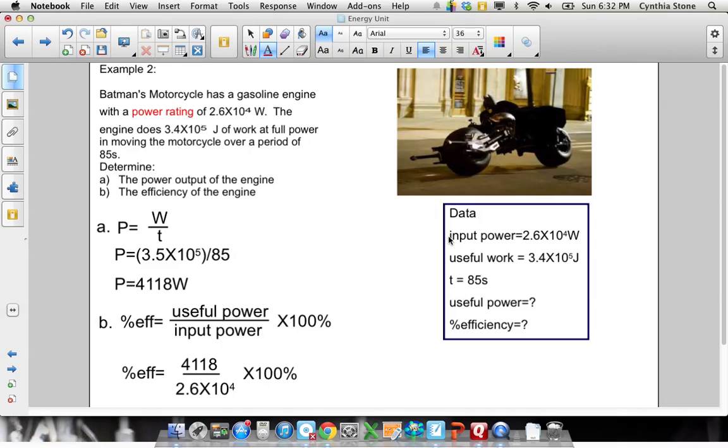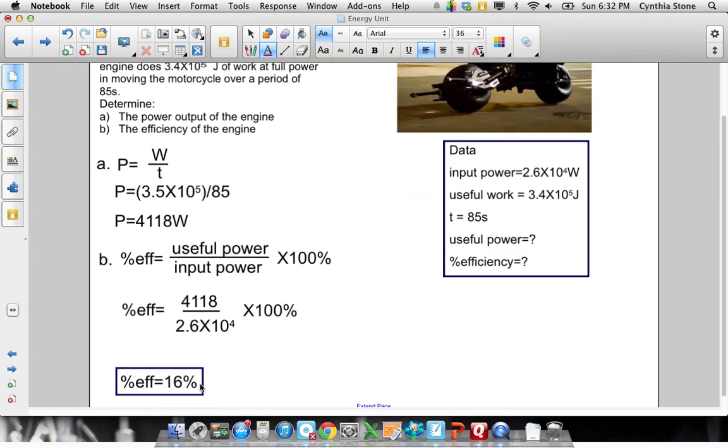But I was looking at my givens then, my input's the 26,000 watts, my useful work, and it's work, so now I'm talking power and work, two different things, right? My work, though, is the 340,000, or 3.4 times 10 to the 5, but I'm given a time. So I can turn this work into power by dividing by time. So when it asks me for power, then I just take the work, divide it by time, and I get the power. Okay? And the efficiency then is the useful power, the power output of the thing, divided by the input. And there you get, it's not very efficient.